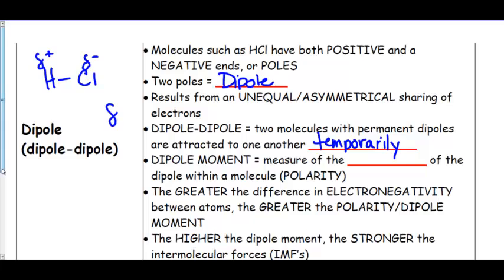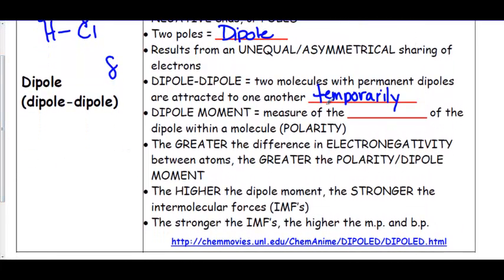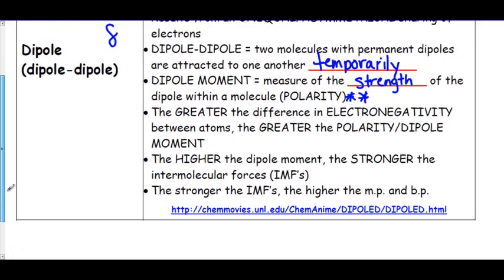And the dipole moment will measure the strength of the dipole within a molecule, which tells us the polarity. Okay? The greater the difference in electronegativity between the atoms, the greater the polarity or the dipole moment. This is very important. The higher the dipole moment, the stronger the intermolecular force. The stronger the intermolecular force is, the higher the melting point and the boiling point.